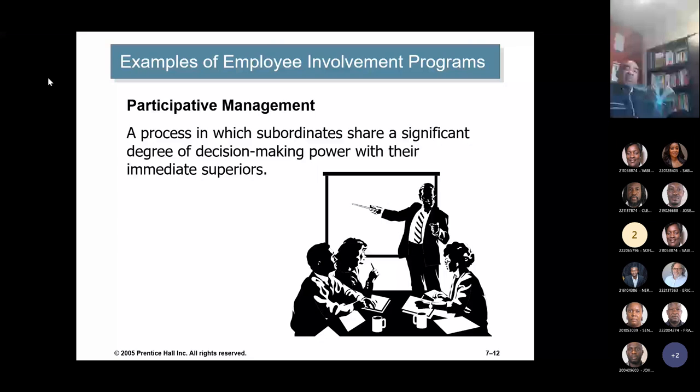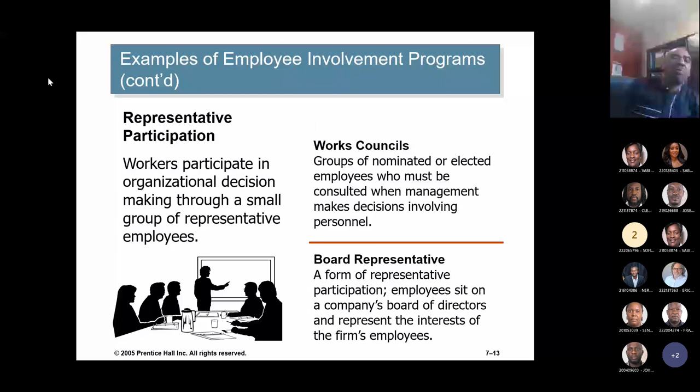Examples of employee involvement program. There are several examples of involvement program. One is representative participation. That is, workers participate in organization decision making through a small group of representative employees. And of course, when workers participate in this kind of representative participation meetings, they also offer the plight of workers, they touch on issues affecting workers. And of course, they try to educate or inform management that certain decisions are not in the best interest of workers.